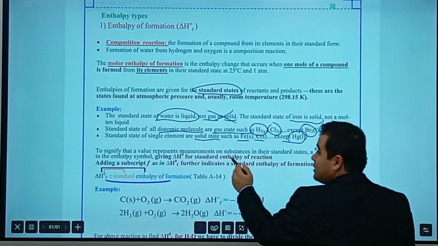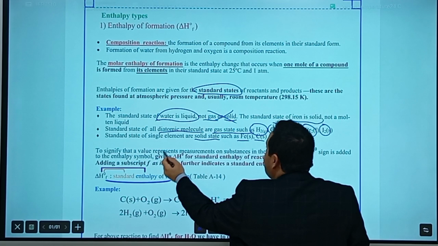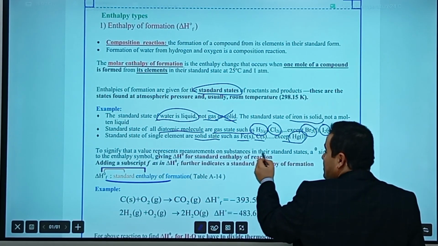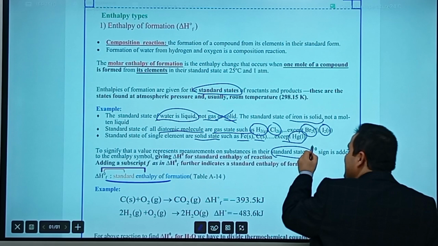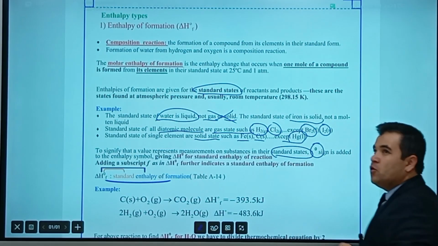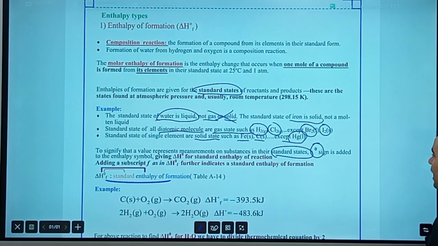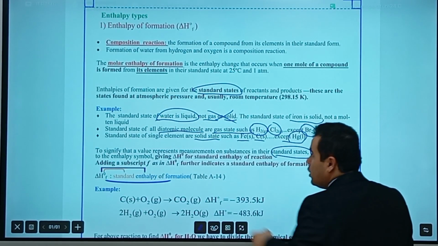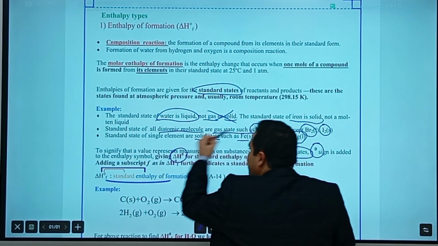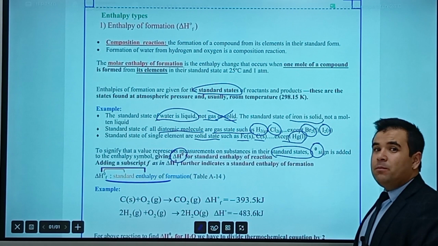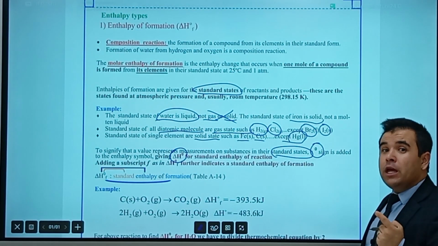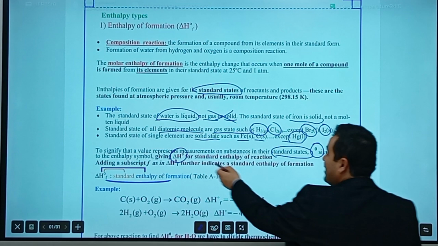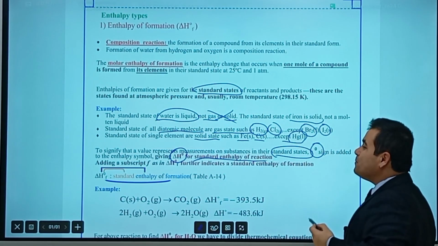To signify that a value represents measurements on substances in their standard state, this sign should be used. This is the sign that represents standard state, guys. So whenever we write delta H with this sign, it means the enthalpy of the reaction in standard state. So, standard enthalpy of reaction.